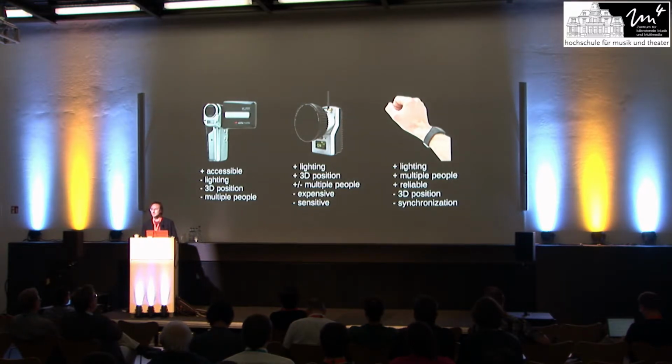The third option is to use a sensor-based system, inertial sensors like accelerometers, where you don't have a lot of the problems I just mentioned. But of course, you don't have 3D position, or at least it's difficult to obtain. You have relative motion information instead, and you have the issue of synchronization.